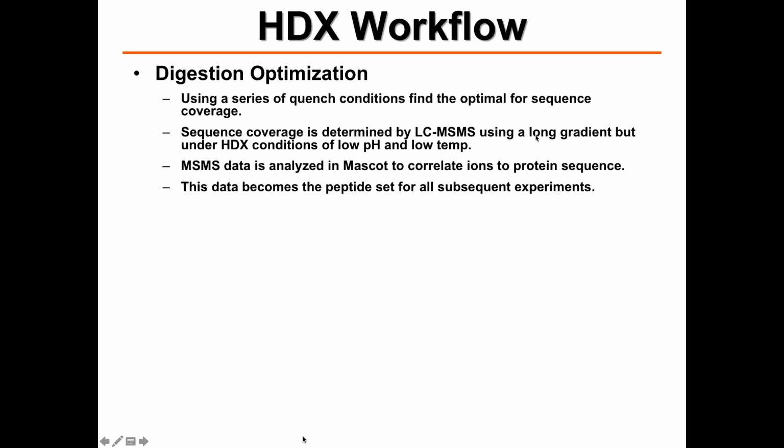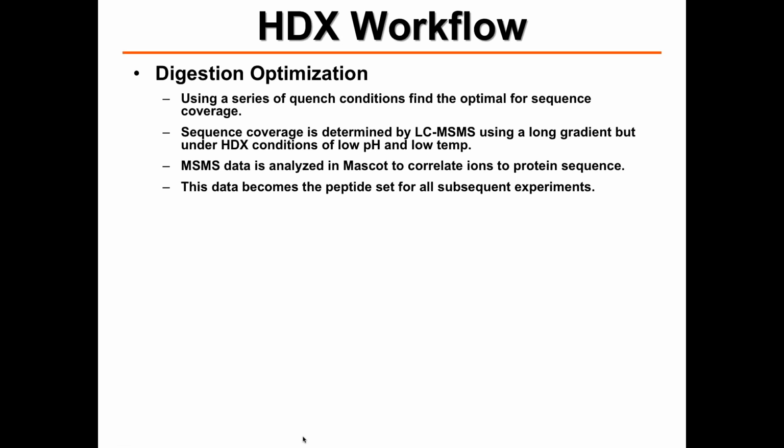We use a long gradient here to basically get as many MSMS experiments as possible. It is done under HDX conditions, so low pH and low temperature. So the fact that we're doing this at low pH, you guys are familiar with using trypsin, LysC, whatever, when you do your proteomics experiments, they're not going to work here at all. So we're using pepsin and some other acid stable proteases, which I'll mention another one in a second.